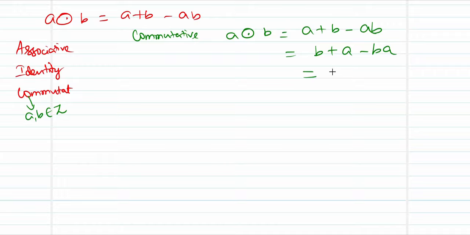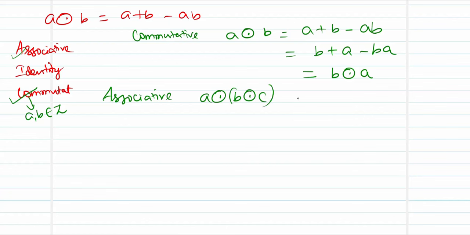So this is nothing but B dot circle A. So what has happened? The commutative law holds true for my dot circle. Next comes the associative law. What is going to be the associative law? The associative law is with respect to three elements, that is (A dot circle B) dot circle C must be the same as A dot circle (B dot circle C).